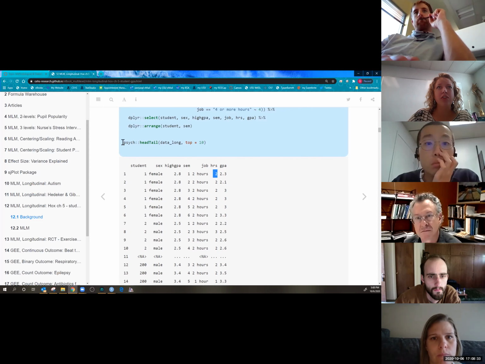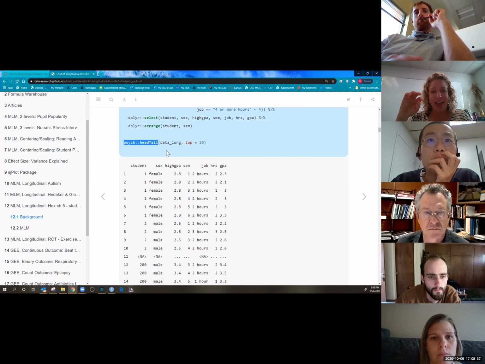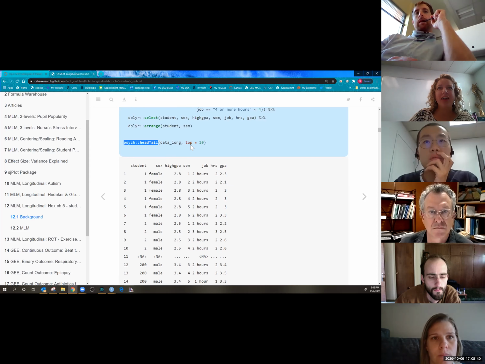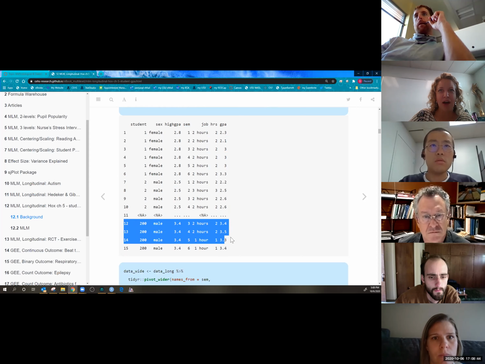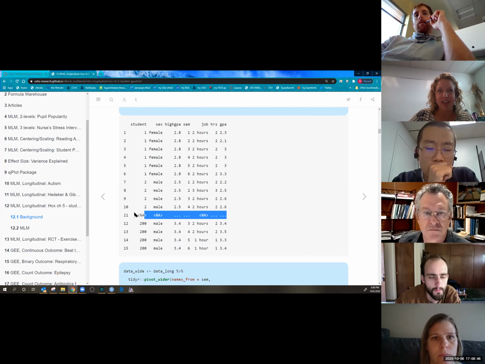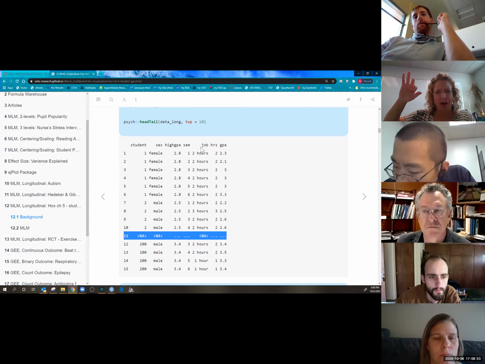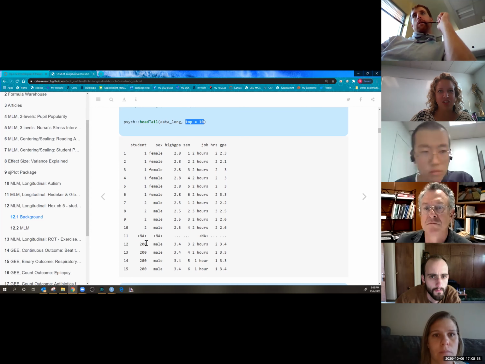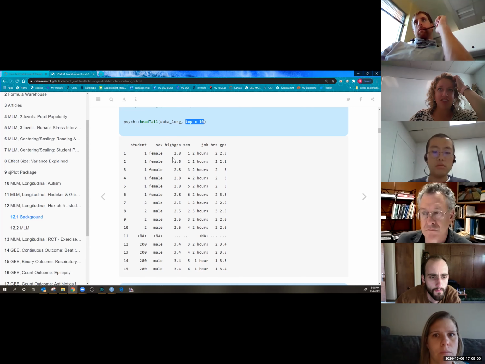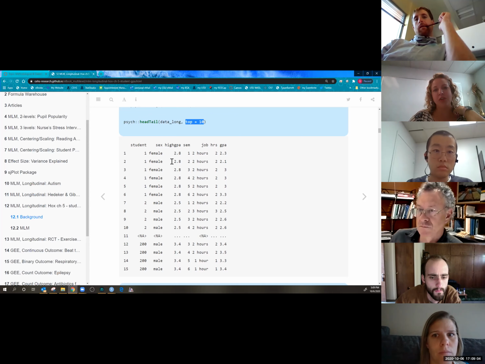Okay, now here I've used this nice handy command, psych::head tail, and it will give you the head, the top few lines, and the tail, the bottom few lines, with a spacer in between. By default, I think it does the top 6 and the bottom 4, but I wanted more, so I want the top 10, and then it's just doing the bottom 4. This is just to give us a good look at the data set, not that we're doing anything with it.